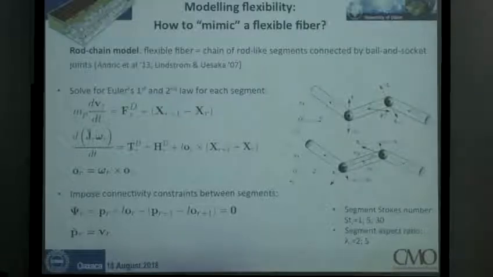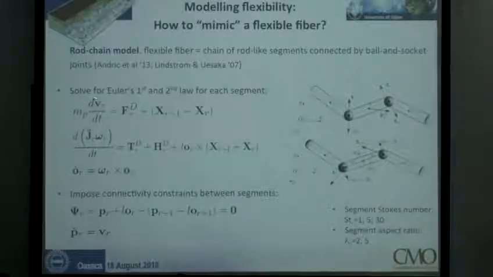So our flexible fiber is nothing but a chain of rods which are connected with each other through ball and socket joints. And here you can see just 3 segments composing the fiber. And for each of these segments, we solve the following equations, just first and second Euler's law. This one is the force balance that is governing the translational motion of the fiber.